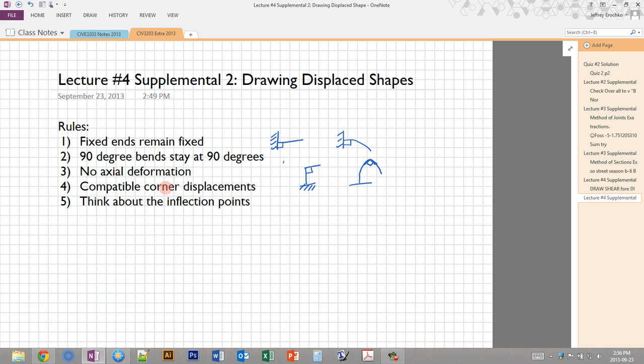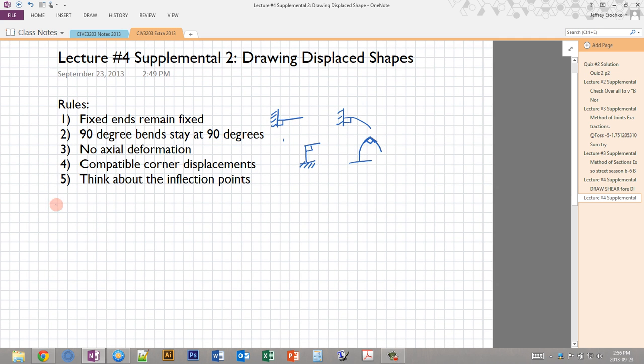Then we have compatible corner displacement, so let's talk about that. Number 4. Okay, so there are only two ways for a corner to bend. And they look like this, so let's see. Okay, so we have a corner, and we apply an opening moment. So the corner is going to look like this. Open, open. This stays 90 degrees, and this is the way that the corner bends.